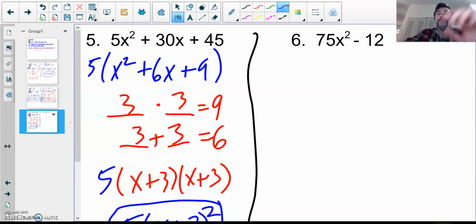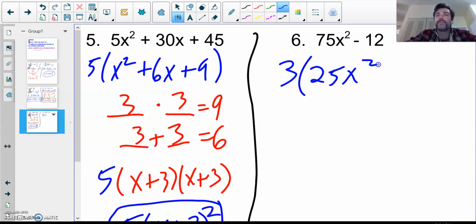One more problem. I want to think about, is there a greatest common factor here? Yeah, there is. It's a 3. Lucky for us. So I got 3 times 25x squared minus 4.